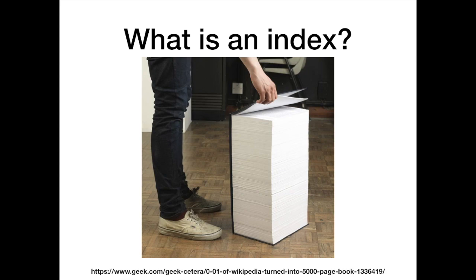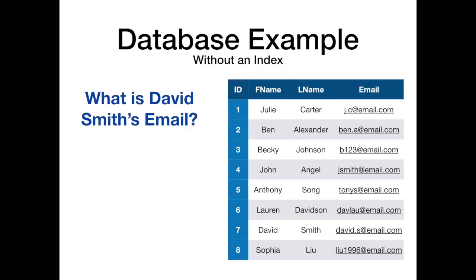So what does this look like on a database? Well, if we are asking the question, what is David Smith's email? Essentially we have to go through every single record in the table and say, okay, is this David Smith? No. We have to go to the next one. Is this David Smith? No. Is this David Smith? No. Is this David Smith? No. Is this David Smith? It happens to be yes. And so then we can find the value that is under the attribute of his email.